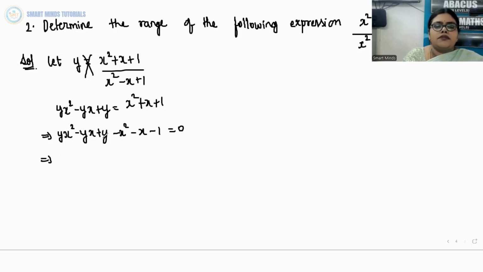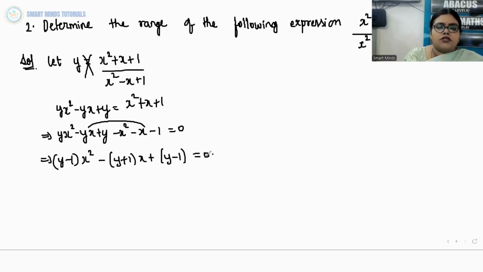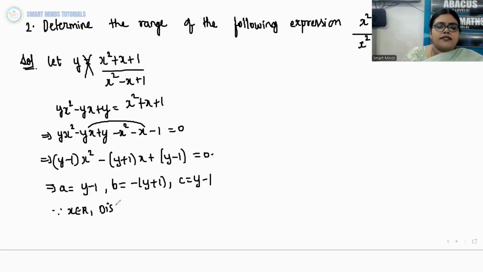Now from the x square terms, we get (y − 1) into x square. If you take x terms common, we get minus of (y + 1) into x, plus the non-x terms, which we write separately, that is y − 1 equals 0. Now from this equation we will get the a, b, c values. a is the coefficient of x square. So a is y − 1, b is −(y + 1), c is y − 1. Now since x belongs to R, the discriminant is greater than or equal to 0. So what is the discriminant? b square minus 4ac is greater than or equal to 0.